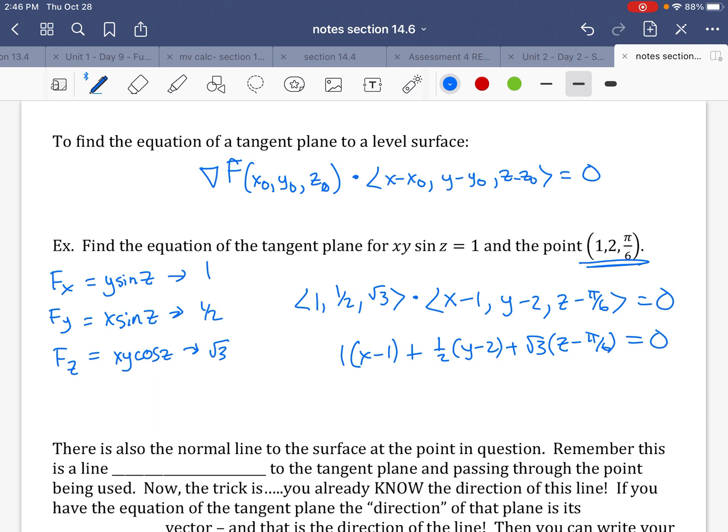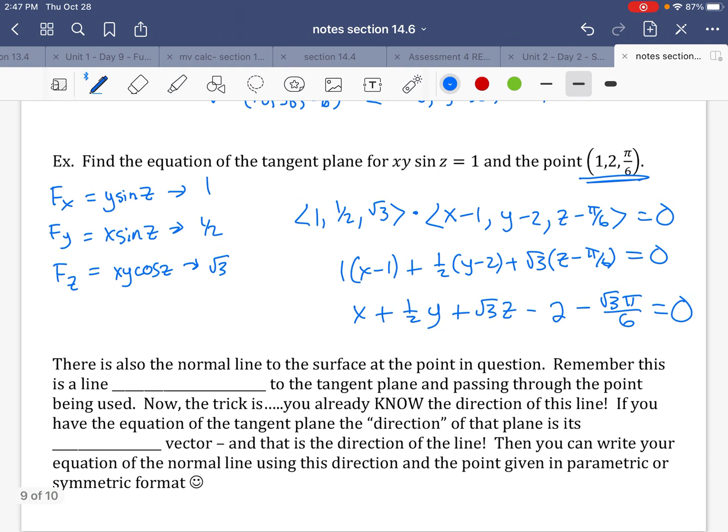And you can leave it like that, or let's clean it up a little bit. We're going to have x plus 1/2 y plus radical 3 with a z. This guy right here is going to make a -1. This is going to make another -1, so -2. And then this ugly thing right there. So we're going to have minus 2 minus radical 3 pi over 6. So, yeah, great.